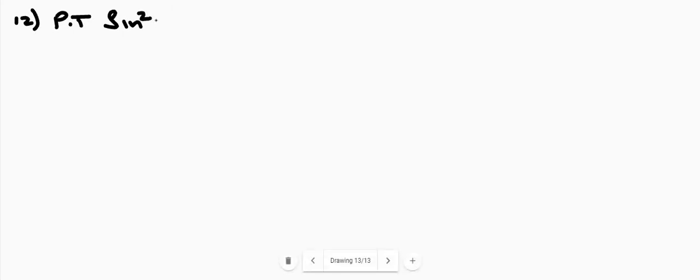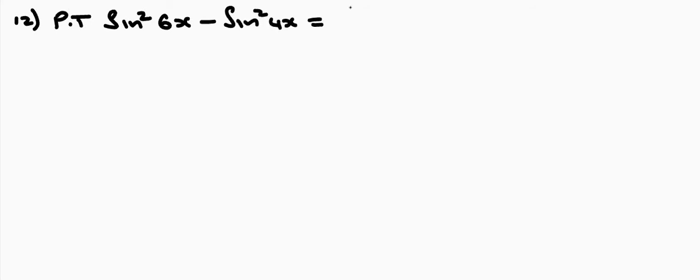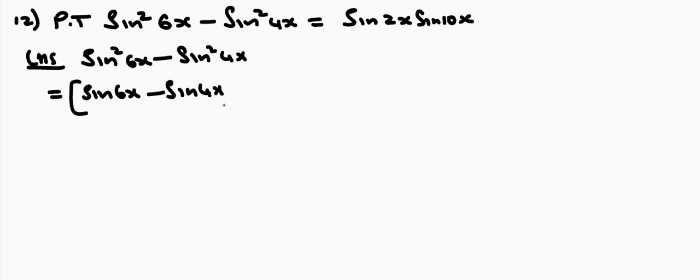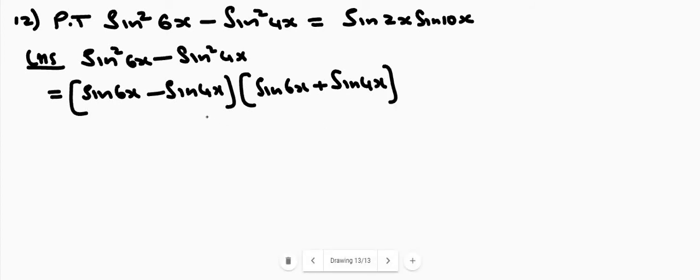Sin square 6x minus sin square 4x equals, we have to prove, sin 2x into sin 10x. Here the LHS is sin square 6x minus sin square 4x. You can write a square minus b square as a minus b into a plus b. How to use the formula? Sin plus sin, sin minus sin. Sin plus sin is 2 sin cos and sin minus sin is 2 cos sin.